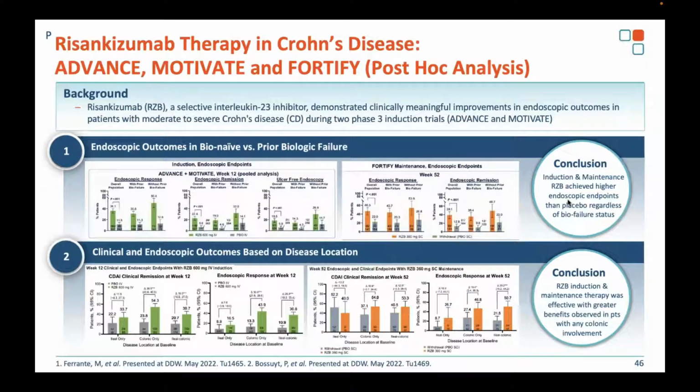Risankizumab, again, is also not too far away for Crohn's disease. We've seen the results of ADVANCE and MOTIVATE, the induction studies, and FORTIFY, the maintenance study of risankizumab in Crohn's. Again, a really strong signal that P19 is an attractive mechanism of action in patients with Crohn's disease. We can see from these studies that the endoscopic outcomes are encouraging both in biologic naive and biologic failed patients, and indeed that disease location, as we've seen previously, matters. Colonic disease tending to respond better than purely ileal disease. But risankizumab not too far away, and again, I'm really looking forward to having access to that.